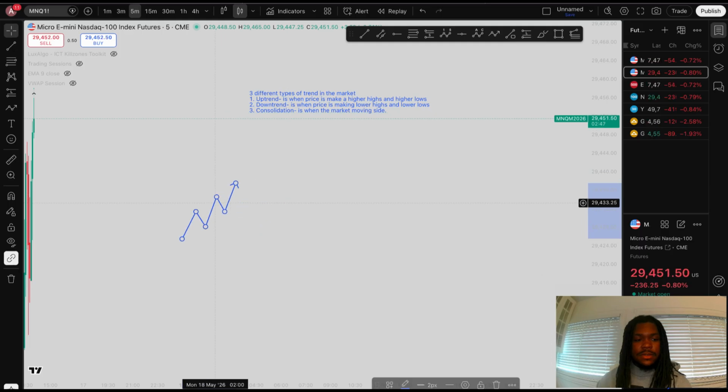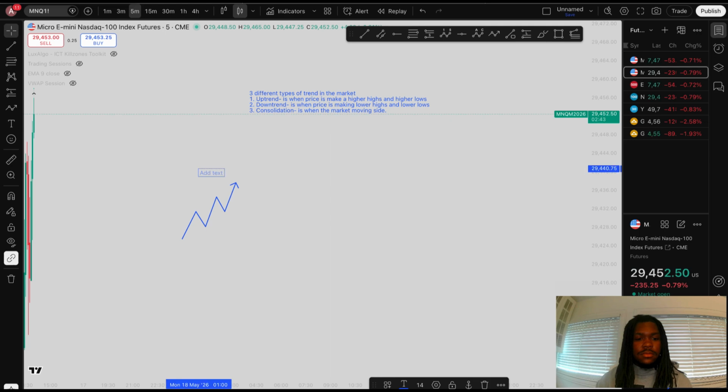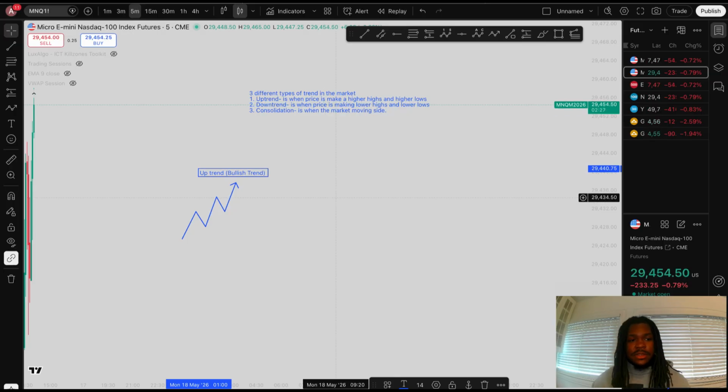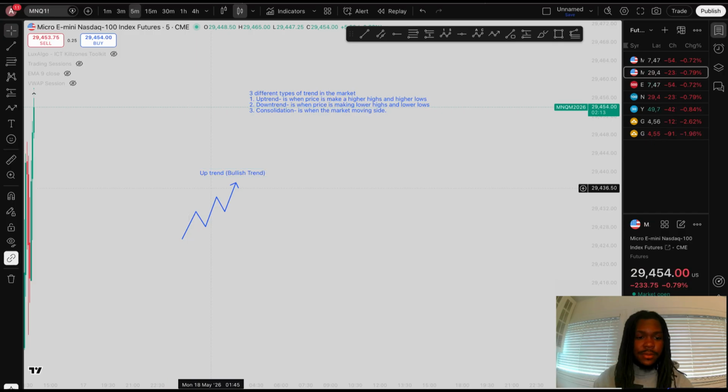So this is called an uptrend or bullish trend. When you hear people talk about bullish trends or you hear the word bullish, it basically just means the market is moving upwards and trending upwards and going higher. That means price, which is the cost of the stocks, is going up and rising.